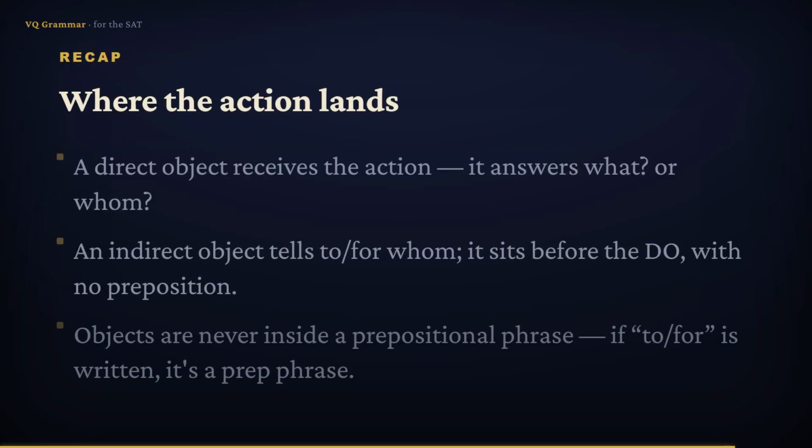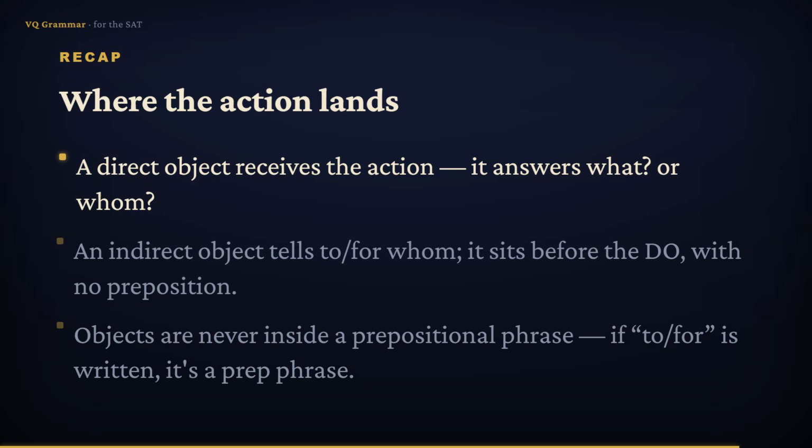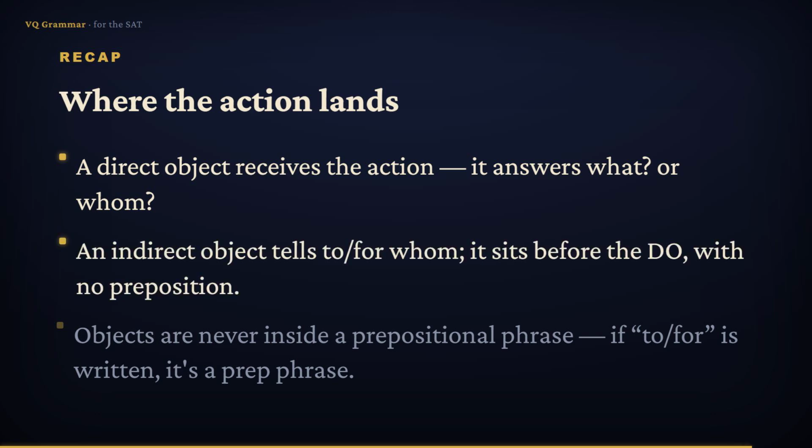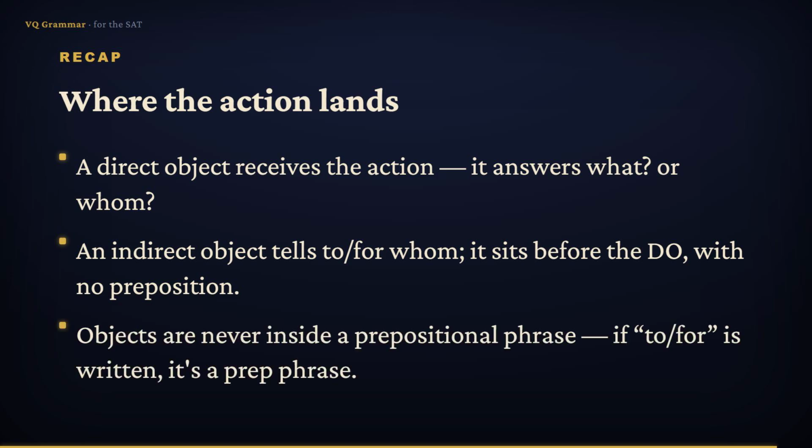Let's bring it together. A direct object is the noun that receives the action, answering what or whom. An indirect object tells to whom or for whom, and it sits before the direct object with no to or for in front of it. And remember, objects are never inside a prepositional phrase. So if you see a written to or for, that's a preposition, not an indirect object.